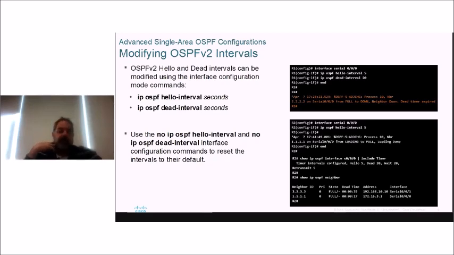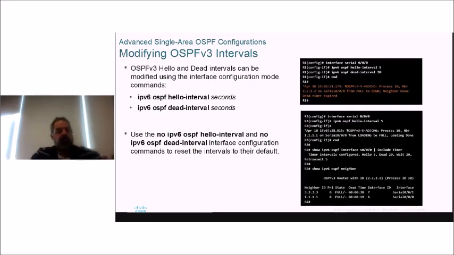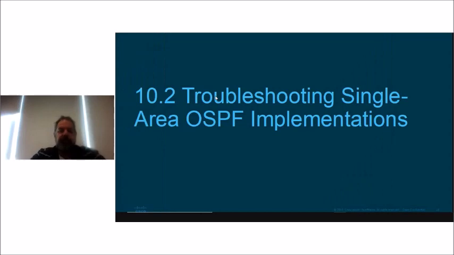Now, remember that the hello and dead intervals are sent in hello packets, and both routers must have the same setting for them to form an adjacency. So if you change one router, you've got to do the other end, otherwise it will die and it will not exchange routes. So got to be careful with that. And so setting it for OSPF version 3 is exactly the same, except of course you put IPv6 in the command. So no great differences there.